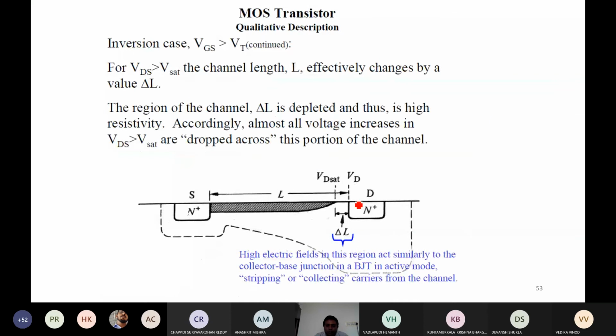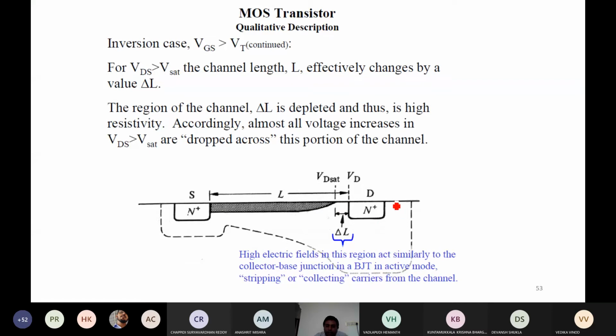Now here we can see that if VDS is more than VD set, then the channel starts from here and is uniform here, but on the drain side it is tapered and finishes here, and the rest of the portion is basically the pinch off region. The rest of the voltage is dropping in the pinch off region, and only VDS equal to VD set drops in this channel region.